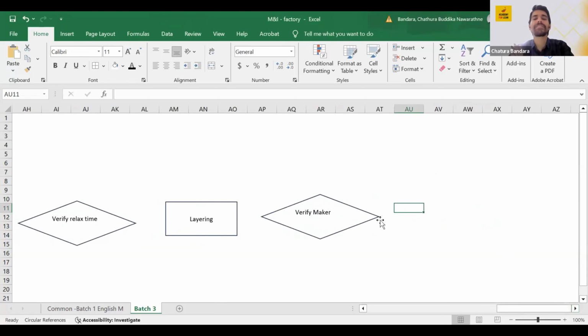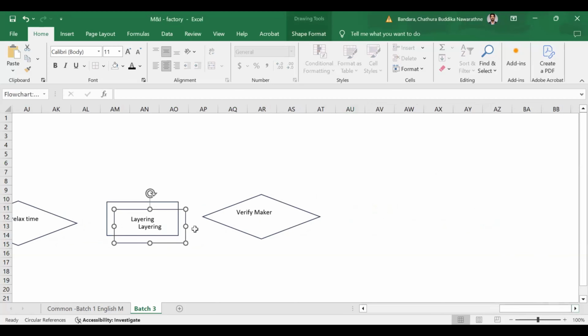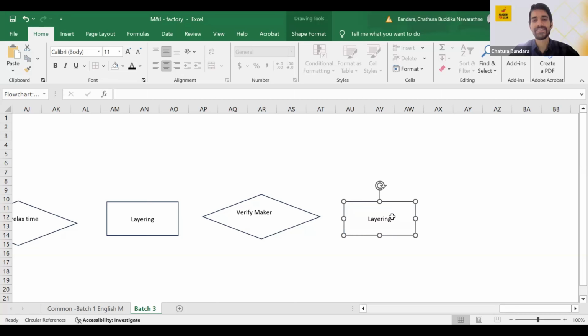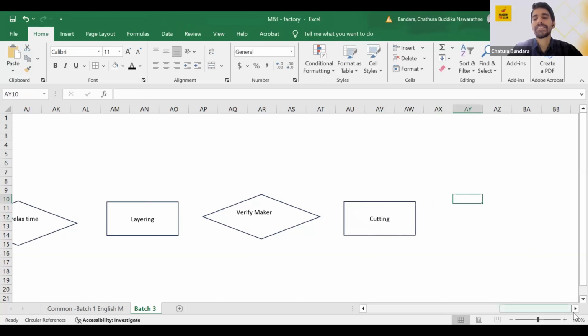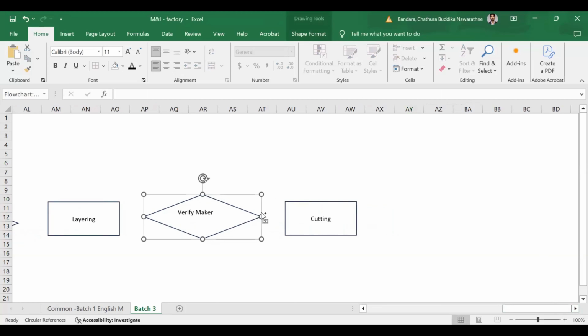Now verification is done, everything is okay. What happened next? Then cutting, marker cutting, the layer cutting. This is the cutting process. Then the cut panel inspection, with the diamond.